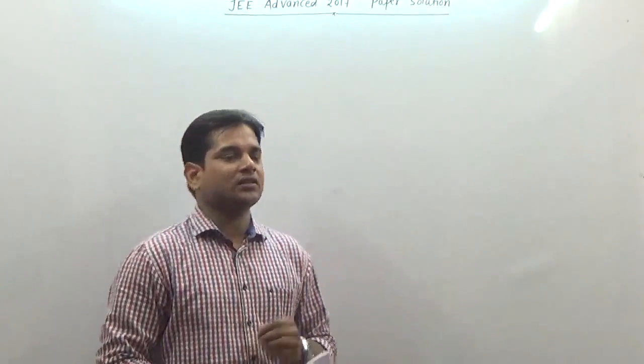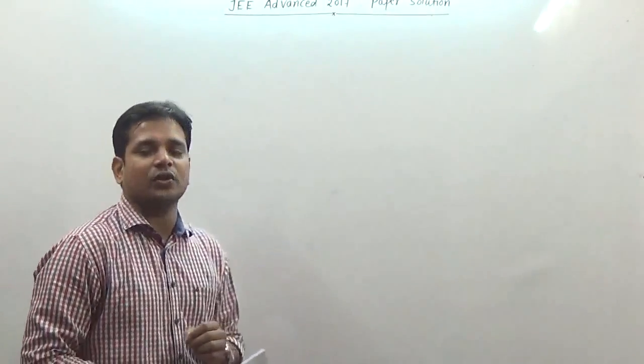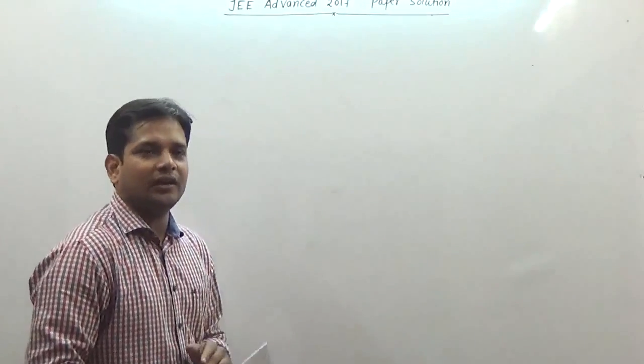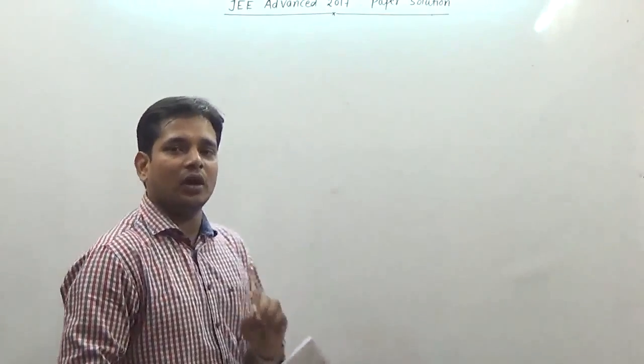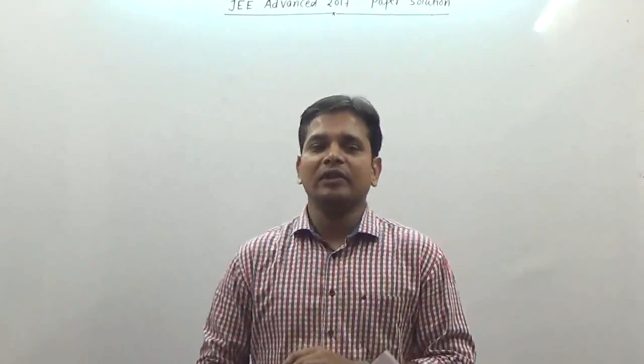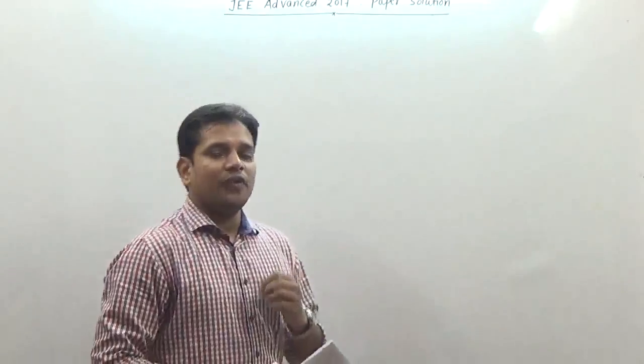Today we are going to discuss the paper solution of JEE Advanced 2017. As you know, the JEE Advanced paper occurs in two parts, paper 1 and paper 2. First of all I am going to solve paper 1 for you, and after that we will solve paper 2. We are discussing code 0 of the JEE Advanced 2017.